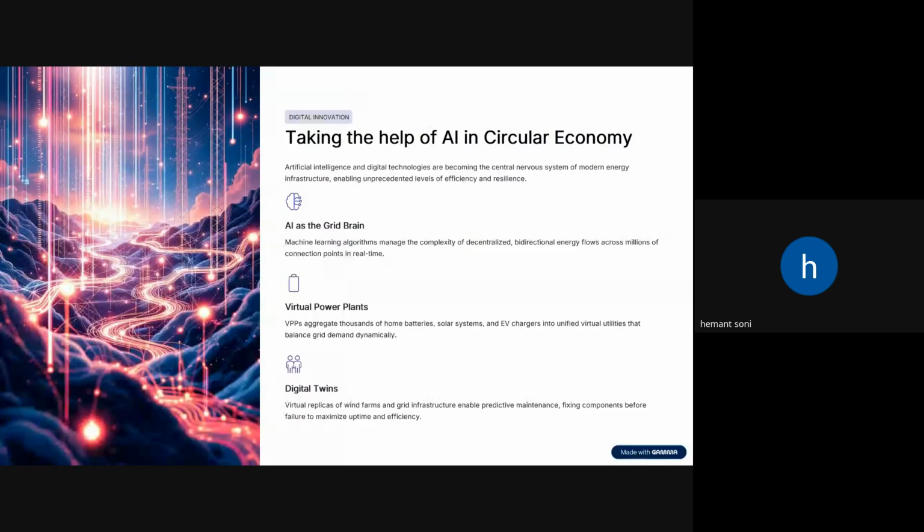Then taking the help of artificial intelligence in circular economy. So artificial intelligence and digital technologies are becoming the central nervous system of modern energy infrastructure, enabling unprecedented levels of efficiency and resilience. So artificial intelligence serves as the grid brain, where the machine learning algorithms manage the complexity of decentralized bidirectional energy flows across millions of connection points in real time.